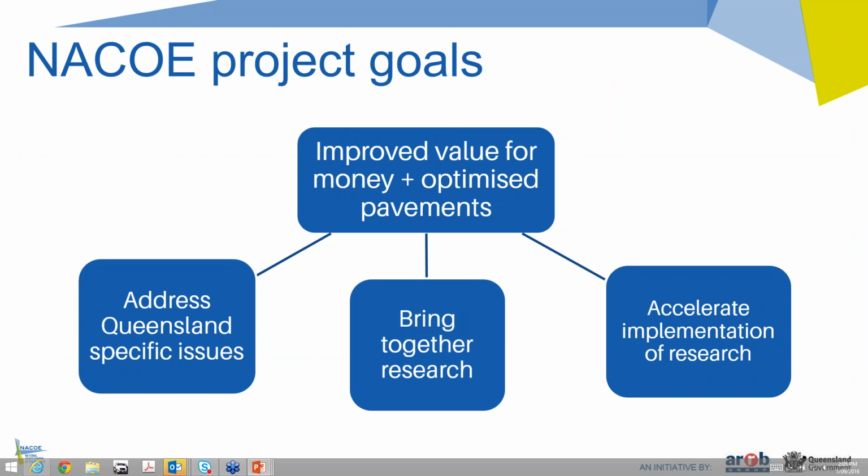The NACO projects have aimed to improve value for money and optimise asphalt pavement design in three main ways. Firstly, by addressing Queensland-specific issues, in particular the behaviour of asphalt at our warmer temperatures. Secondly, bringing together the outcomes of the various research projects into something that can be practically implemented. And lastly, accelerating the implementation of the research, as we are quite keen to see the benefits of the research used in practice.